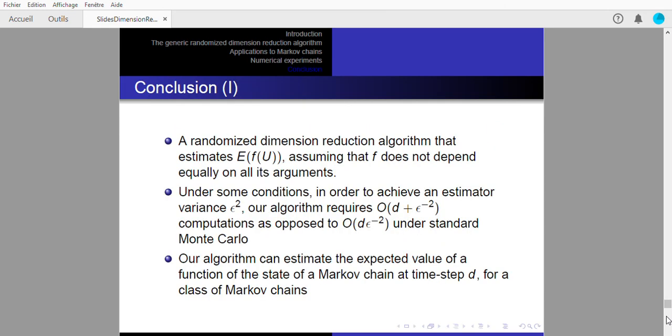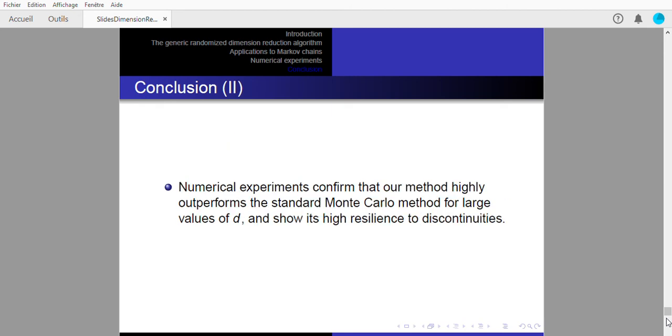So as a conclusion, we have a randomized dimension reduction algorithm that estimates the expected value of f of U, assuming that f does not depend equally on all its arguments. Some arguments are more important than others. Under certain conditions, to achieve precision epsilon, our algorithm requires big O of d plus epsilon to the power minus 2 computations, as opposed to big O of d multiplied by epsilon to the power minus 2 under the standard Monte Carlo method. Our algorithm can be used to calculate the expected value of a function of the state of a Markov chain at time step d for certain Markov chains. Our numerical experiments confirm that our method highly outperforms the standard Monte Carlo method for large values of d, and shows high resiliency to discontinuities.